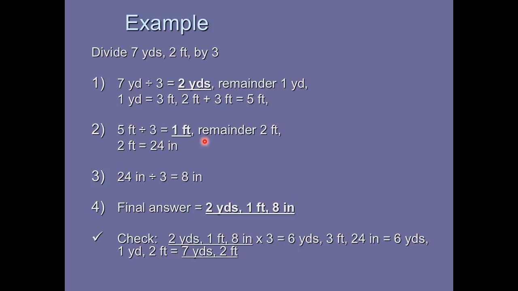Again, you convert it to inch, and then you divide, which is 24 inch, right? 2 feet equals 24 inch, because 1 foot equals 12 inch. You divide it by 3, which makes it 8 inch. So that's how you get your answer, 2 years, 1 foot, 8 inch. Any question here?